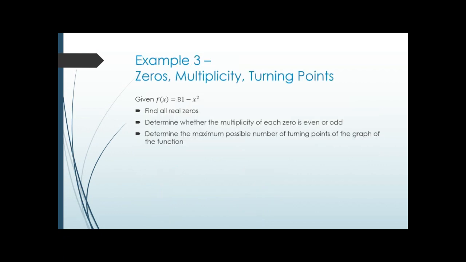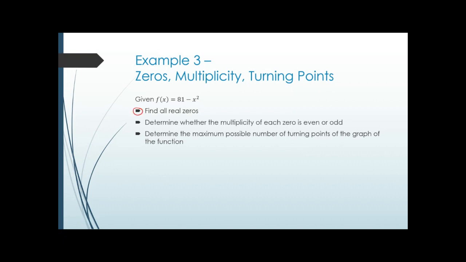There it goes. Okay, so here's an example. We have f of x equals 81 minus x squared. This is a quadratic, and we know how to factor or solve quadratic equations. We're going to find all of the real zeros, determine whether the multiplicity of each zero is even or odd, and then determine the maximum number of turning points of the graph of the function. So we're doing three things here. We'll go in order, starting with finding all of the zeros, and I'll color code these.